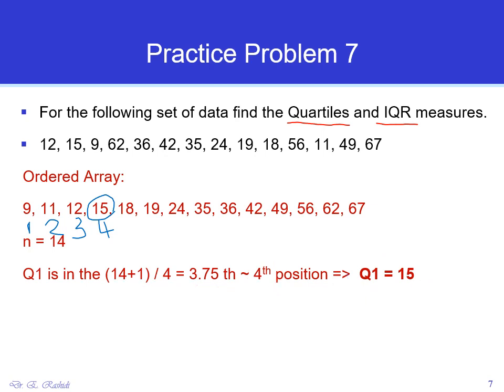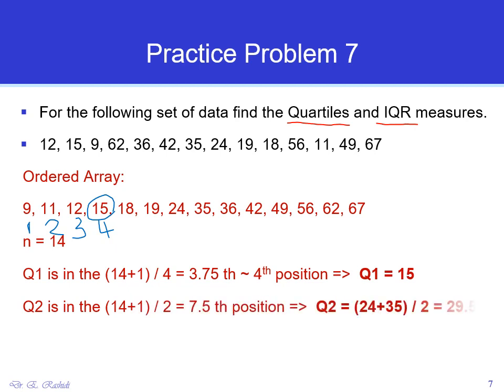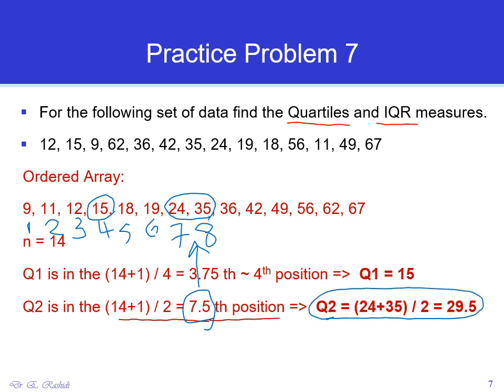Let's now find the second quartile. The formula for the second quartile is (n plus 1) divided by 2. 14 plus 1 divided by 2 is 7.5. So we have to use the second rule. We have to find the average of the 7th number and the 8th number. The 5th number, the 6th number, the 7th number, and the 8th number. 7.5 is in the middle of 7 and 8. So we have to find the average of 24 and 35, which is 29.5. So that's our second quartile.